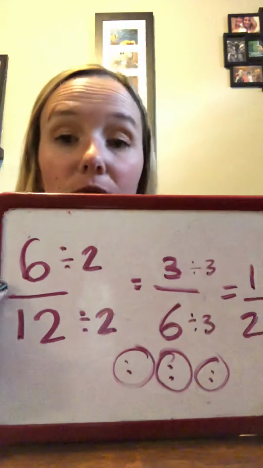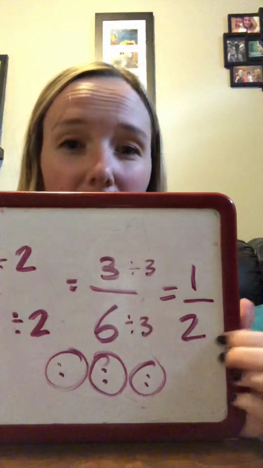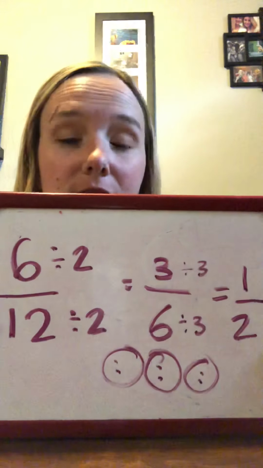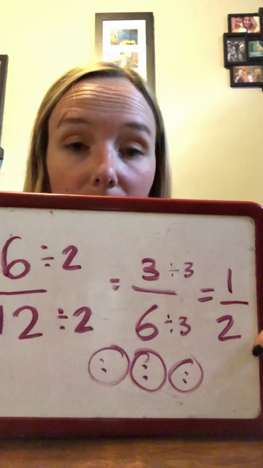It's exactly like before, because 6 out of 12 I know is half. I know that 3 out of 6 is half, and I know that 1 out of 2 is half. So this is all half, and I've just made 6 out of 12 smaller to 1 out of 2.